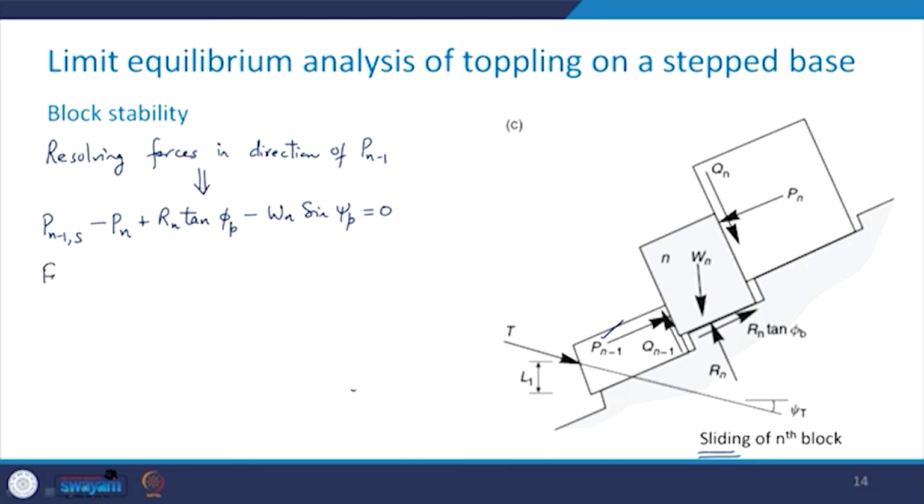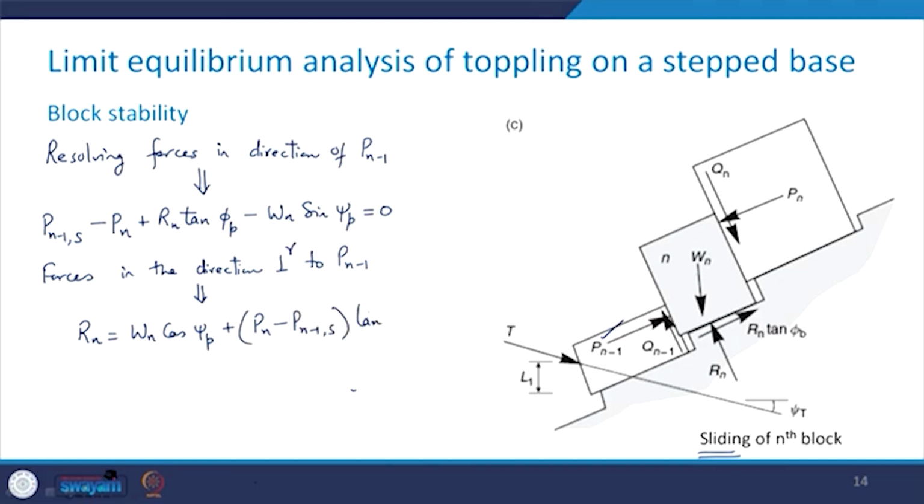Then what are the forces in the direction perpendicular to Pn minus 1? These are going to be Rn, which will be equal to Wn cos of psi p plus Pn minus 1 comma s into tan of phi d. So, this is what we are going to get.